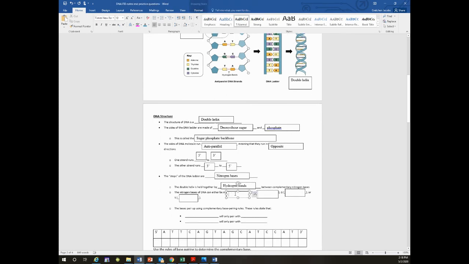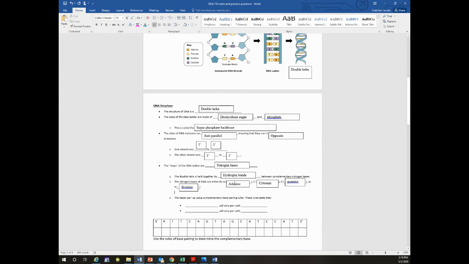So the names of the bases are adenine, C is for cytosine, G is for guanine, and T is for thymine. Adenine, cytosine, guanine, and thymine. And they pair up so that A always pairs with T and C always pairs with G.